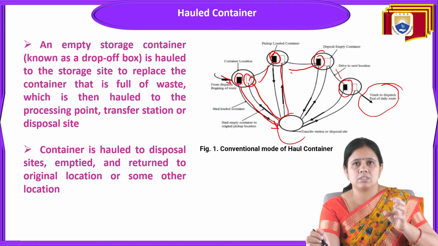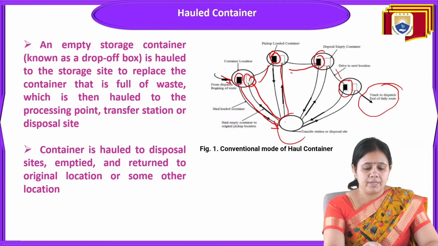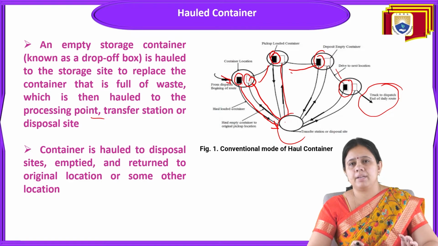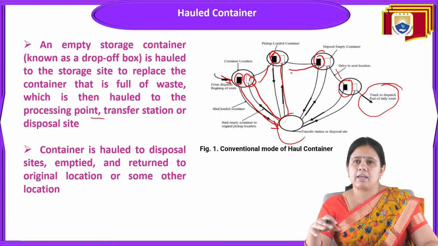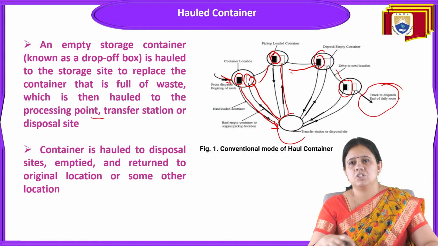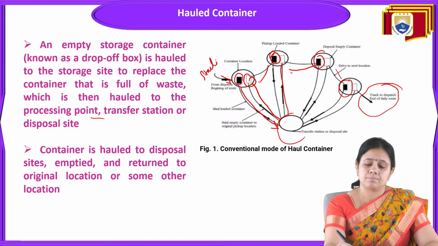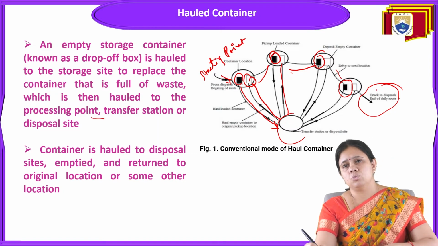An empty storage container or drop off box is hauled to the storage site to replace the container that is full of waste, which is then hauled to the processing point, transfer station or disposal site. The container is hauled to the disposal site, emptied and returned to the original location or some other location. This type of route is followed everywhere. This is the conventional mode of haul container. This is the starting point, and this is the end of the route.